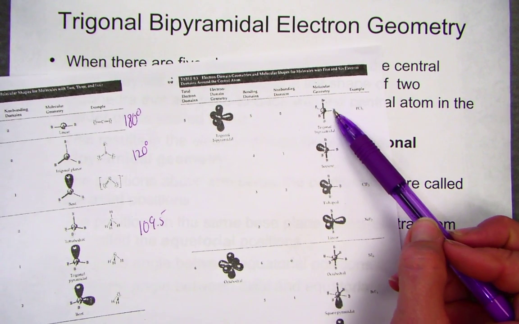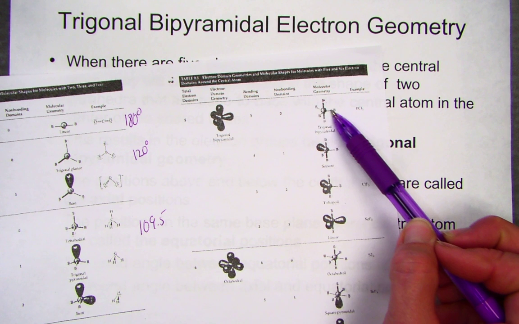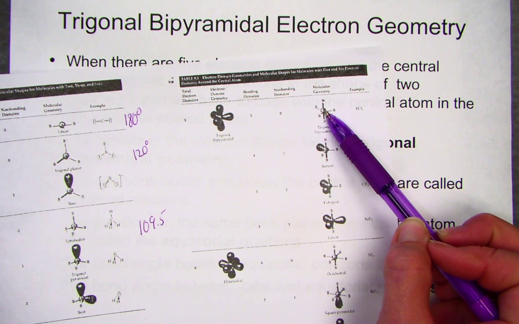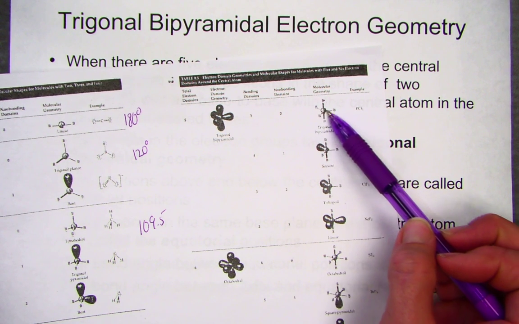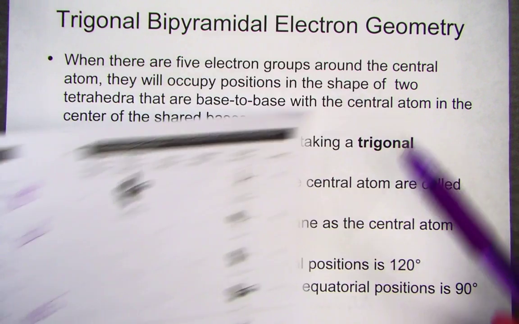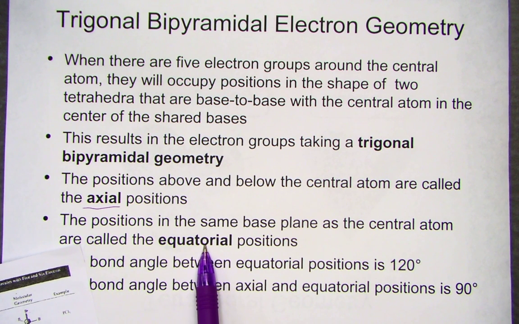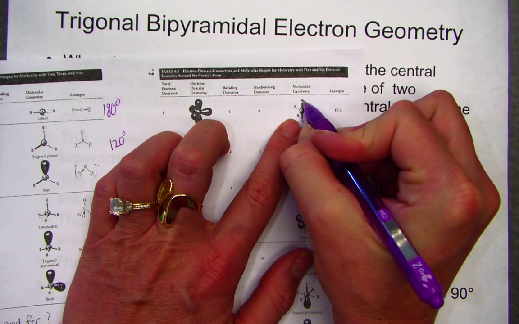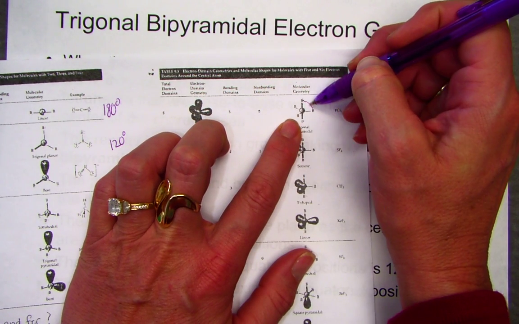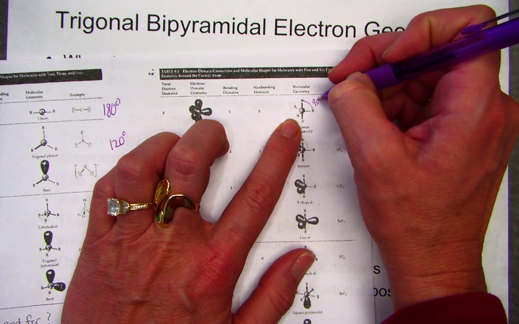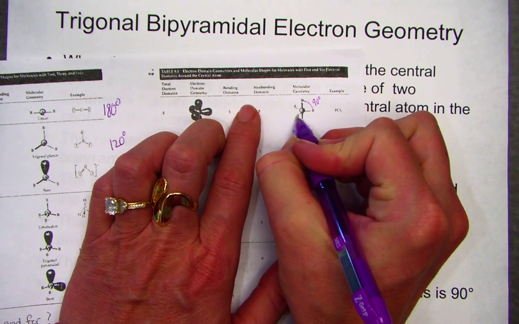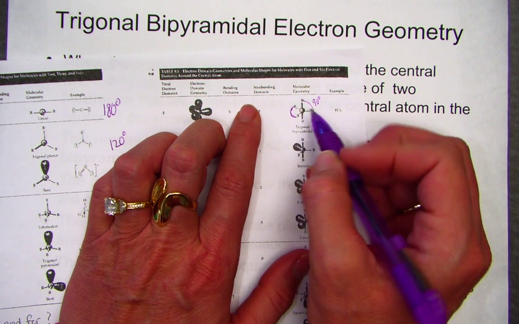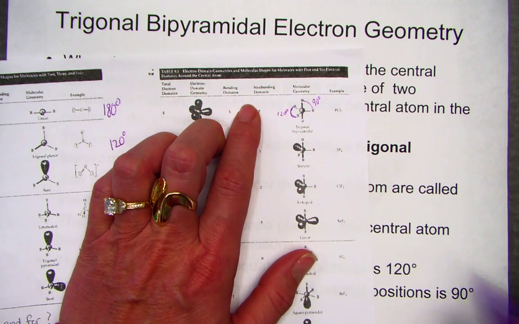Notice here there are 3 that spin around an equator. These look more like the triangle from the trigonal planar geometry a moment ago. The 3 that are 120 degrees apart are called the equatorial position. Here's what we're saying. Between the equatorial and the axial position, this is a 90-degree bond angle. Between an equatorial to another equatorial, those are 120 degrees for the bond angle.